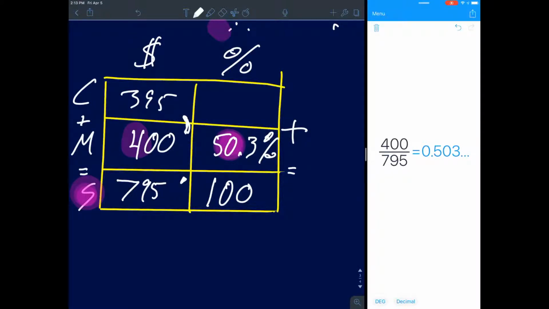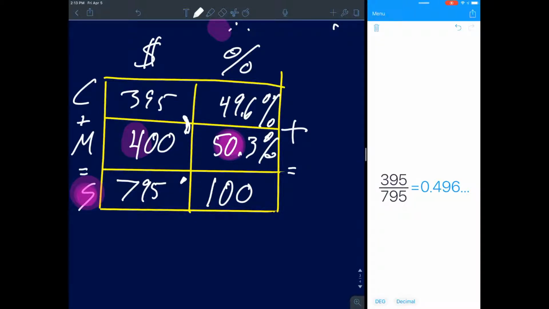We can double check that. 395 divided by, now it's getting messy. 395 divided by 795 should be 49.6%.